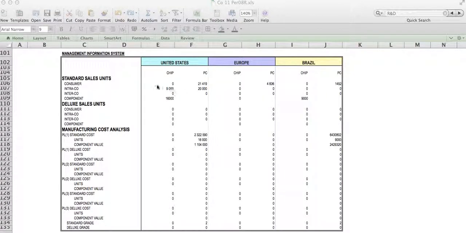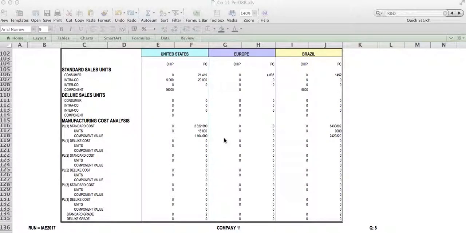In this tutorial, we're going to look at the Management Information System, often called the MIS report. The MIS report is very useful because it provides you with volume data as opposed to value data, which you find in the income statement and balance sheet. In the MIS report, you find how much you have sold, how many units you have sold, how many units you have produced, and some element on the cost and other elements.